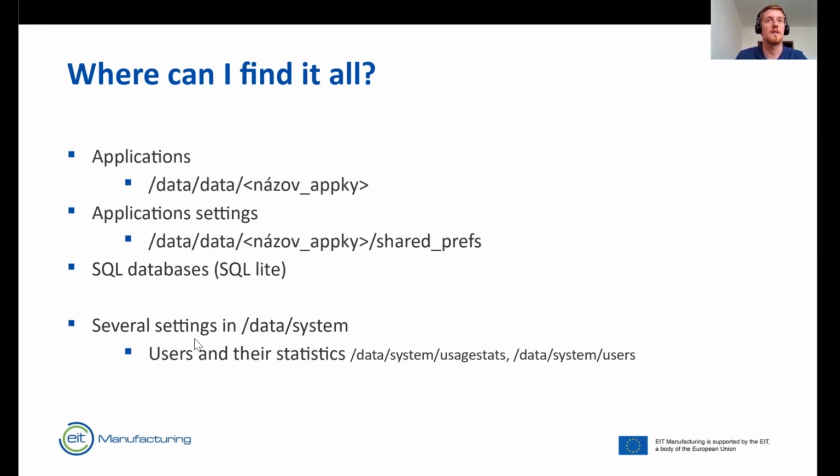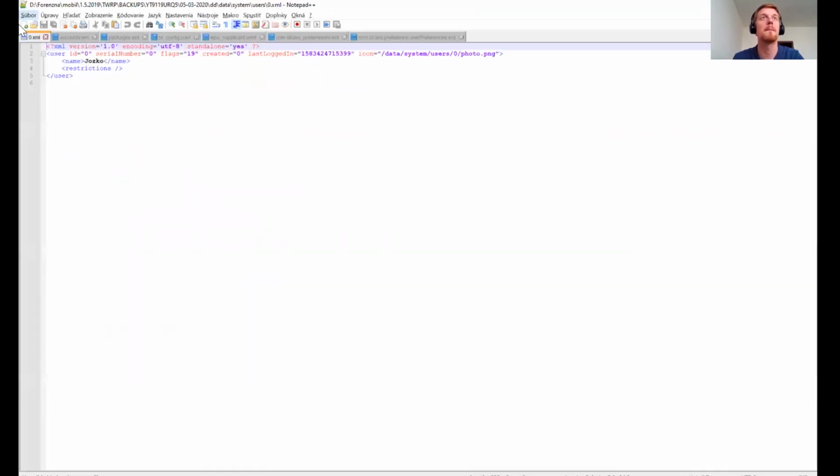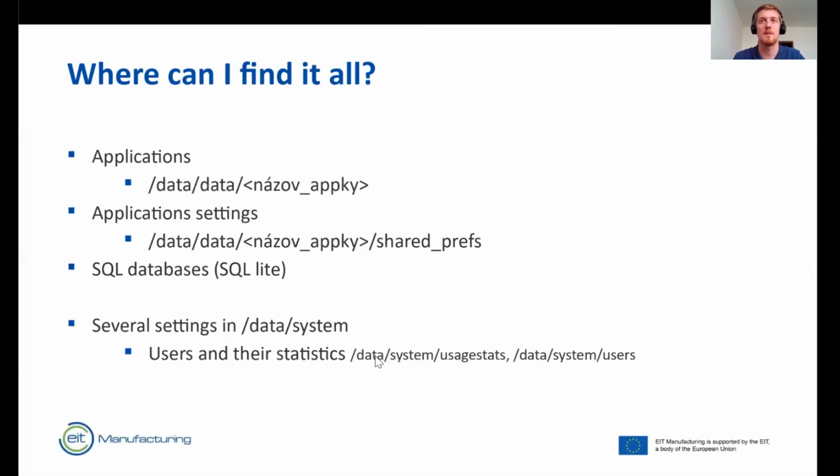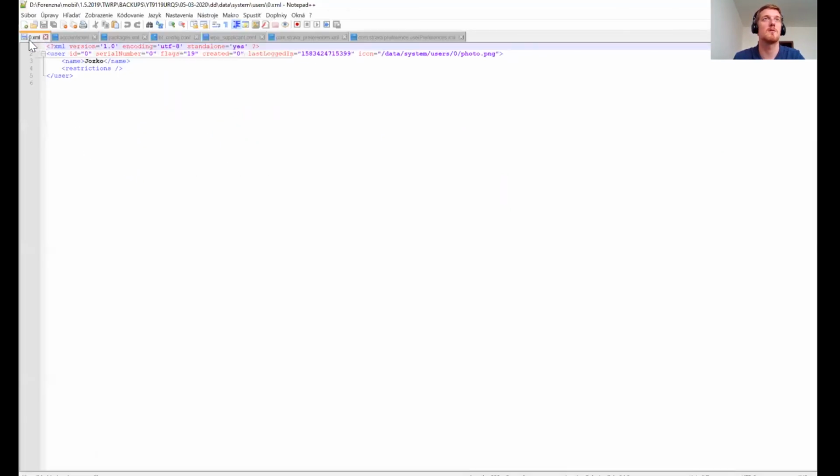And I can find several system settings in data/system, and users and their statistics in data system usage stats and data system users. For example, in data system usage stats, I can find 0.xml, and I can find here that the user is Yoshko. His first name is Yoshko.